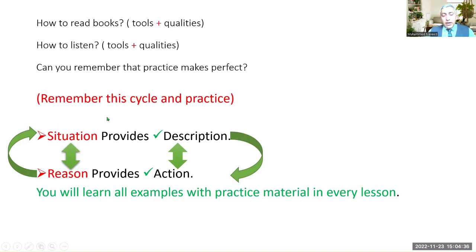As you can see, I have focused and emphasized reasons, and I'm going to repeat the similar cycle that will help you understand why I emphasize reason and situation more. If you can understand this cycle: the situation provides description, and it continues from the second line, a reason provides action. So all these words go in a cycle. If situation provides description, that provides action. Reasons provide action. The reasons also provide situations. Situation also builds your reason to provide you certain description to produce action.